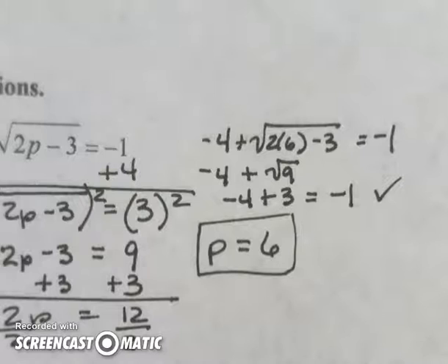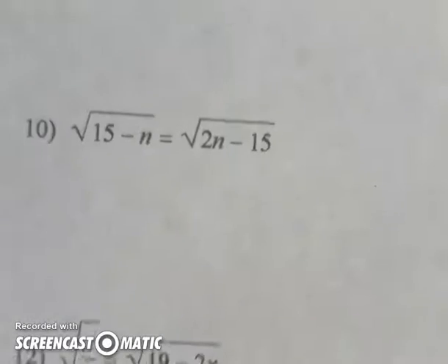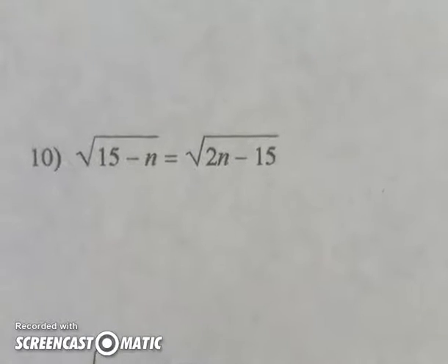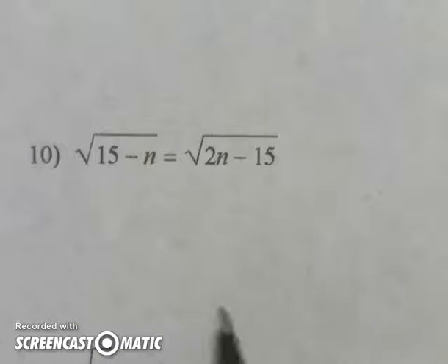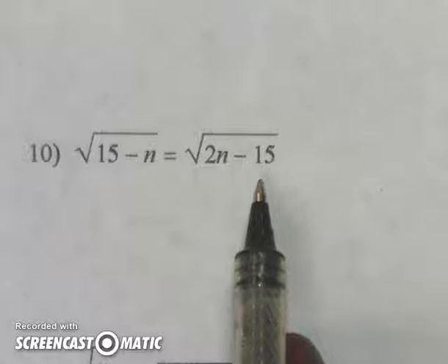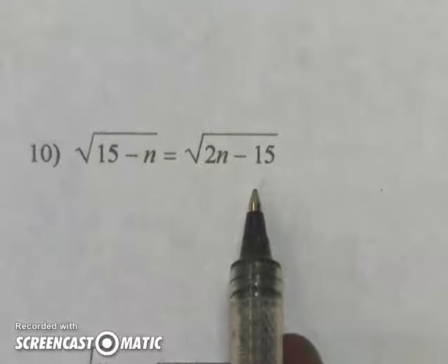Well, I want to look at one other problem. Let's go down to this problem. Okay, so I'm looking at this. How many radicals do I have? Well, I have 2. Okay, if I have 2 radicals, I need them to be on opposite sides of the equal sign.